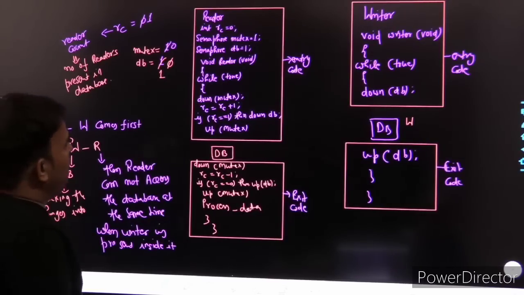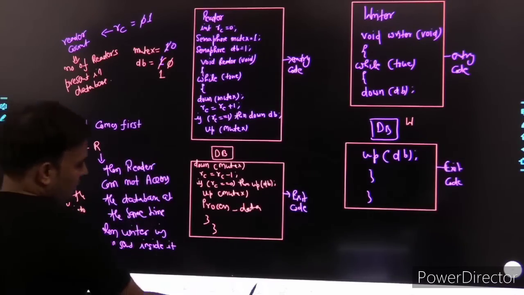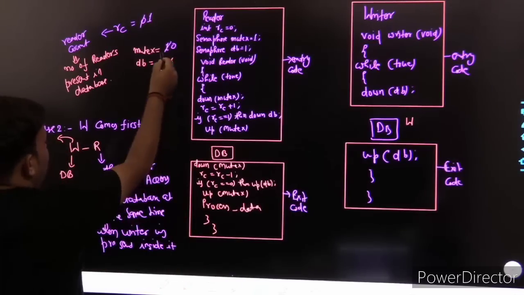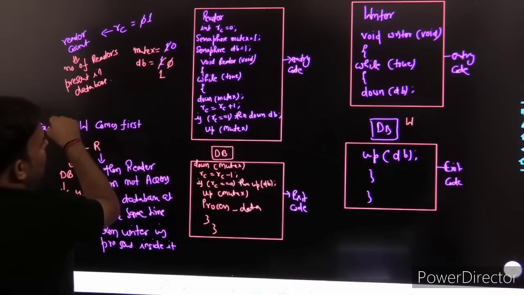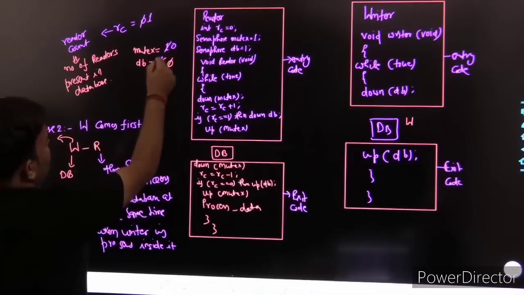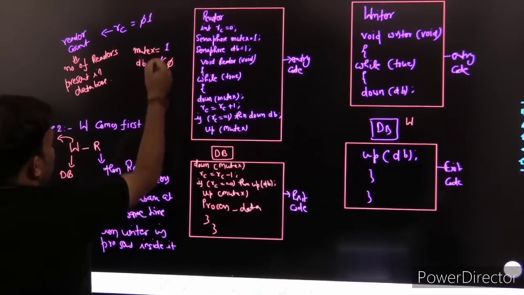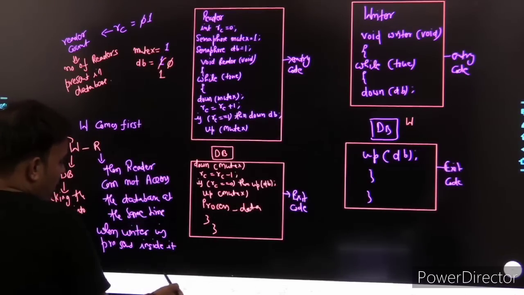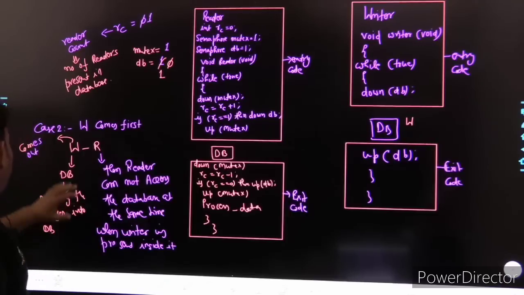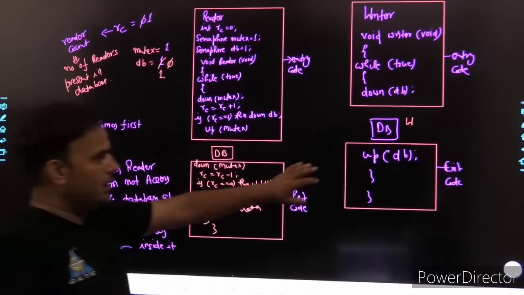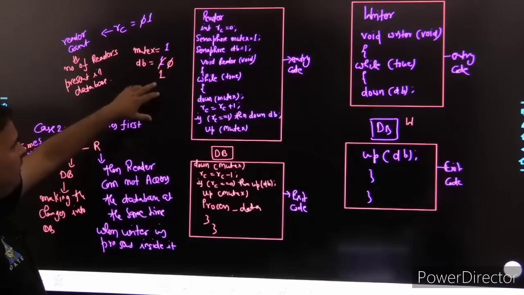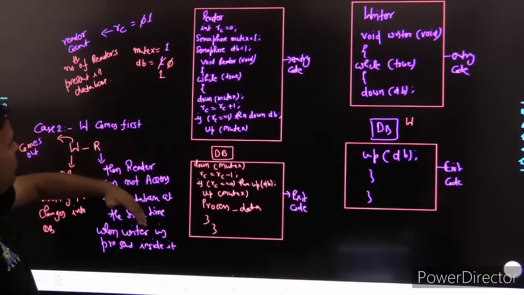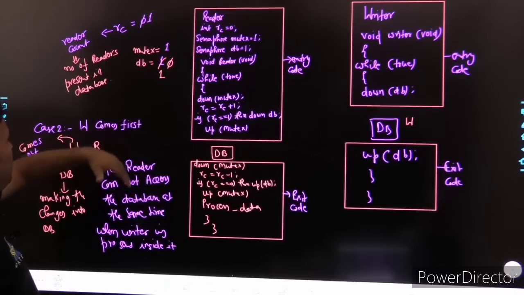So now, with up of db, the reader cannot come in until this comes out. When W comes out, it will execute this code, up of db. So db is 1, my dear friends. Now the reader can enter into the critical section.